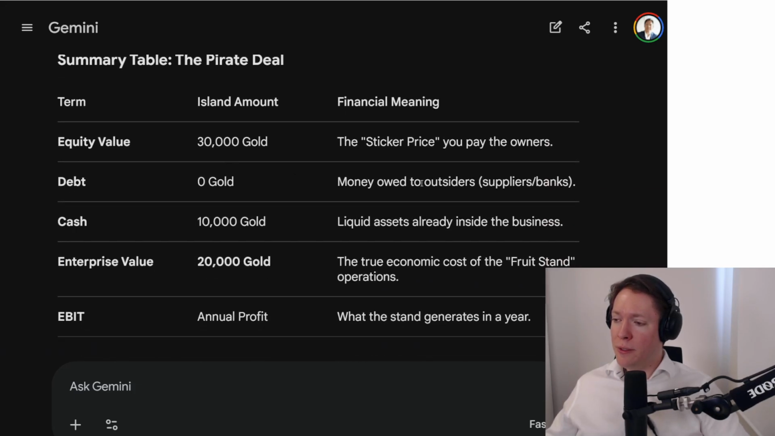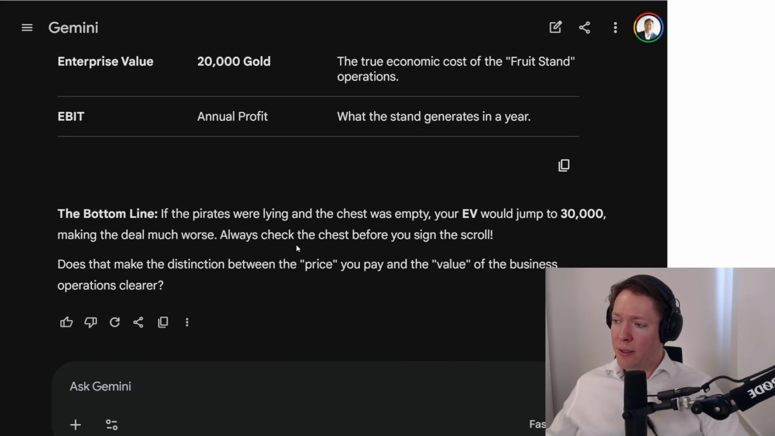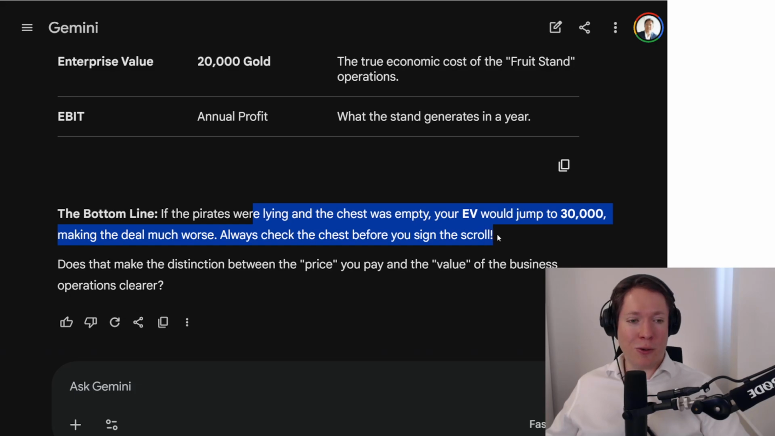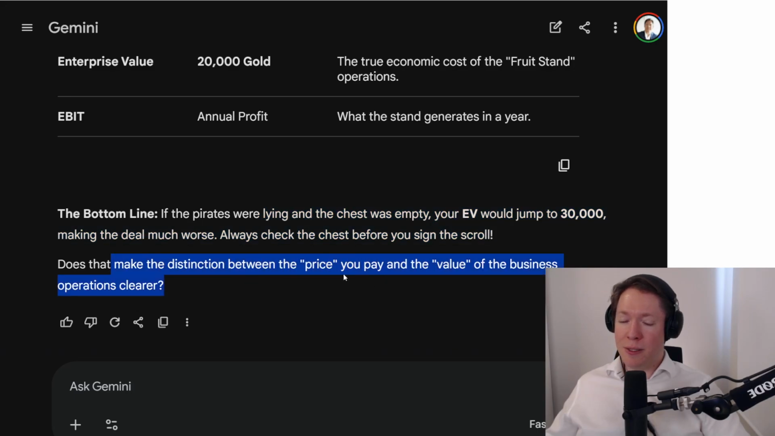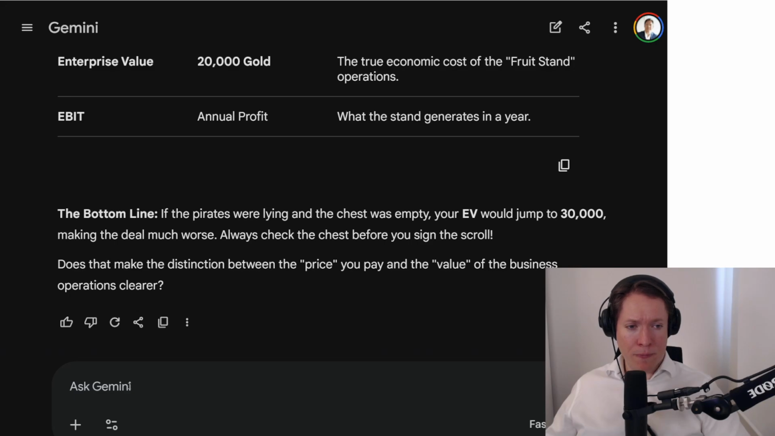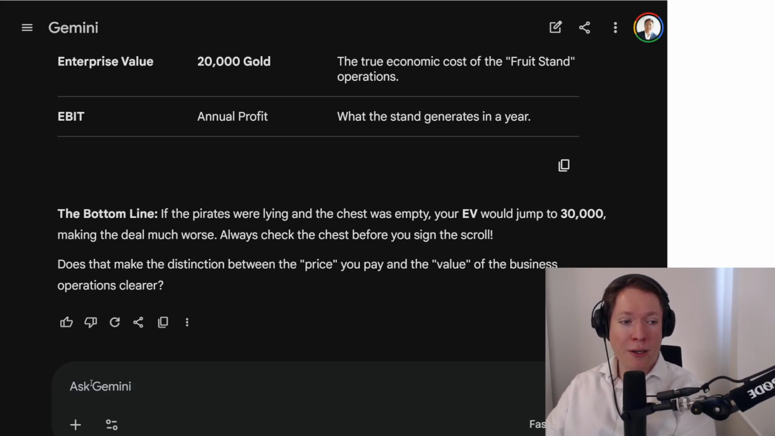Okay, so that's the summary. And the bottom line: if the pirates were lying and the chest was empty, then the enterprise value would jump to 30,000, making the deal much worse. Always check the chest before you sign the scroll. And here you see the distinction between the price and the value of the business, that's how we see what we actually pay for the business. The net cost to acquire the whole business is the enterprise value. Okay, I hope that analogy was useful and made it a bit more clear.